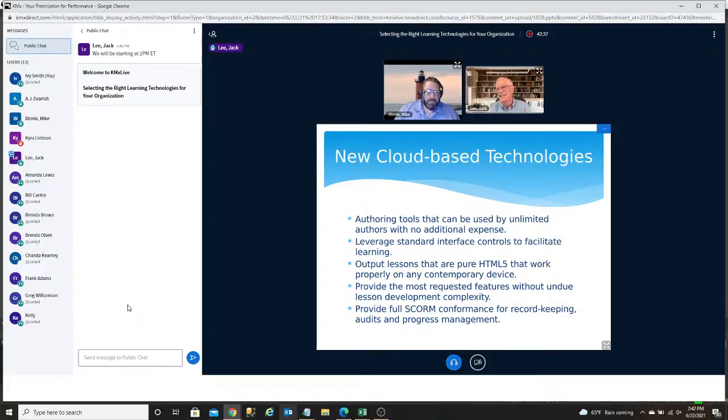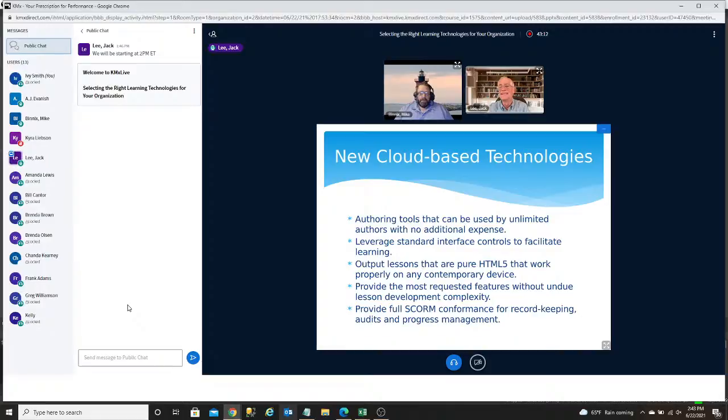But customers, in addition to what they've already got as far as expertise with Articulate and other technologies, should really consider the new cloud-based technologies that are coming along. And again, instead of just having an authoring tool as part of your RFP or RFI, having some meat on the bones allows the authoring tools to be used by everyone within the organization with no additional expense, leveraging standard interface controls so that they're not hard to learn. Somebody that knows how to use Microsoft Word or PowerPoint is going to be able to use your new cloud-based authoring tool.